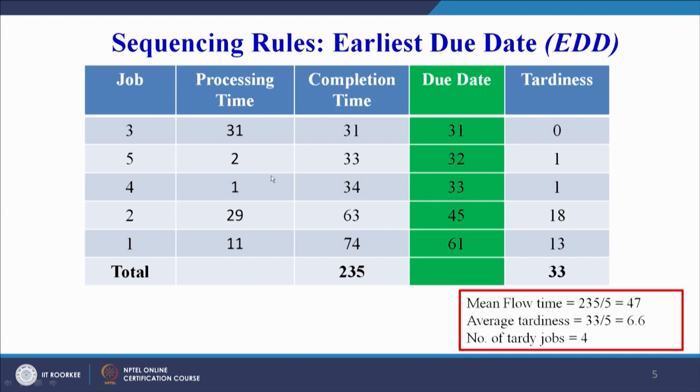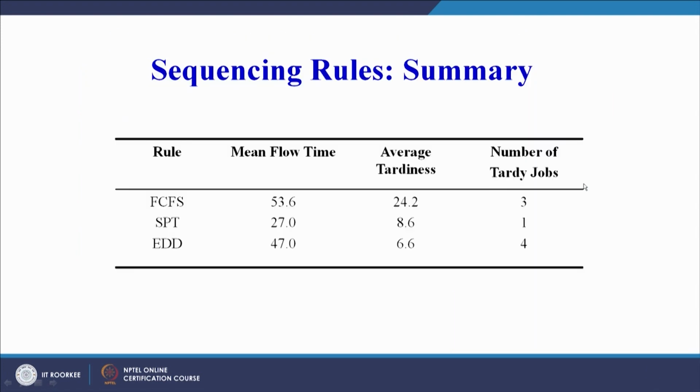So 31 plus 2 is 33 and the due date is 32. So we can say tardiness value is 1. So similarly, we can calculate the difference between the due date and the completion date and calculate the tardiness for each and every job, and the average tardiness value we can calculate, mean flow time we can calculate, and the number of tardy jobs in this case is 4.